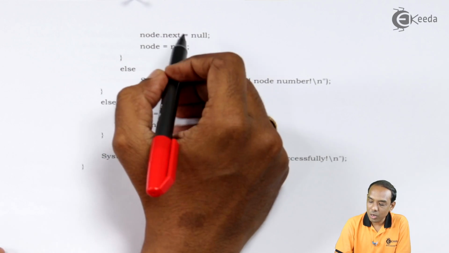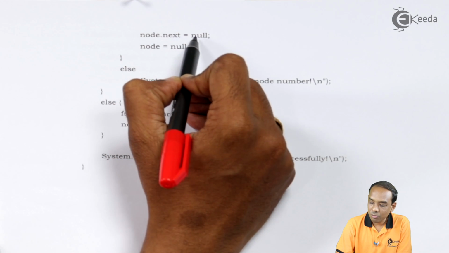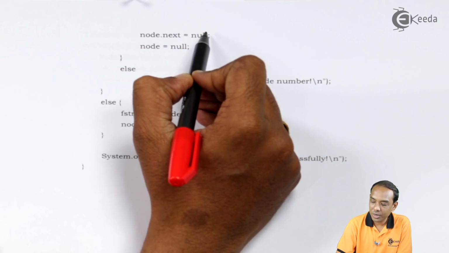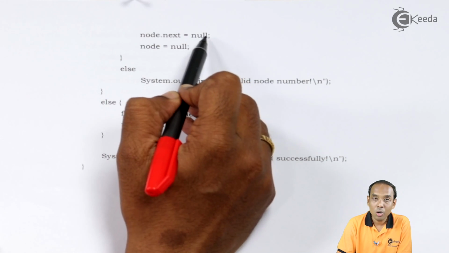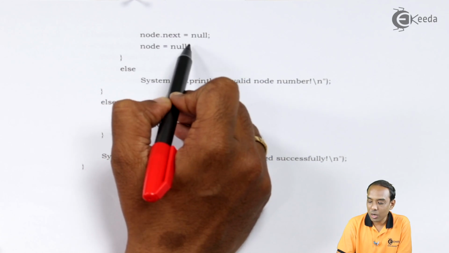So I've transferred the values. Now node dot next will point to what? Null. So I need to make node dot next equal to null. So node now becomes the value null.